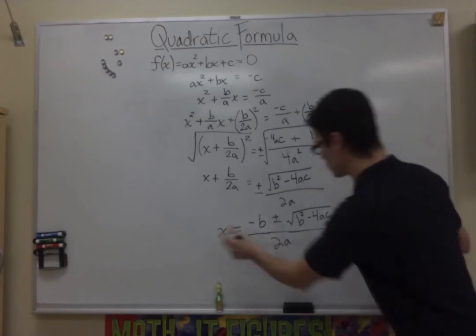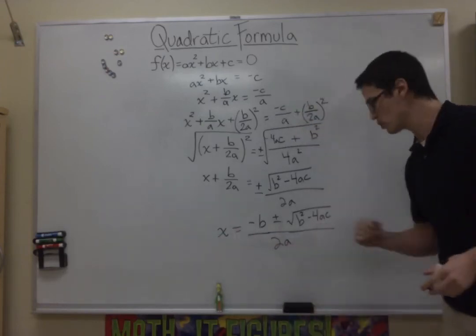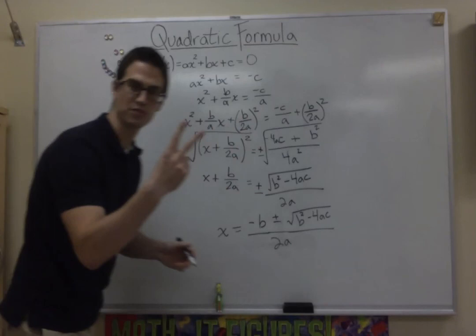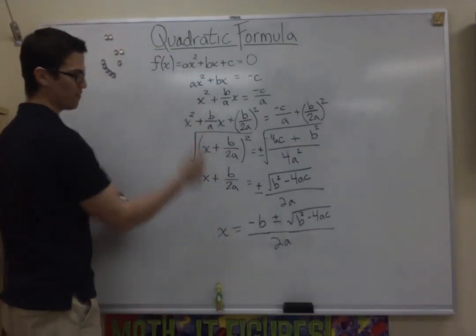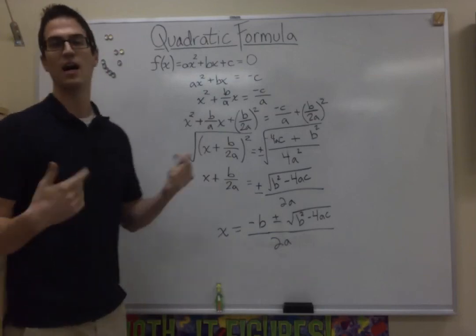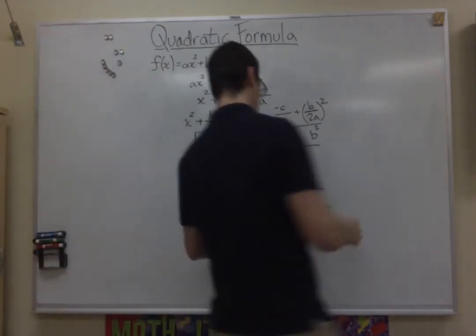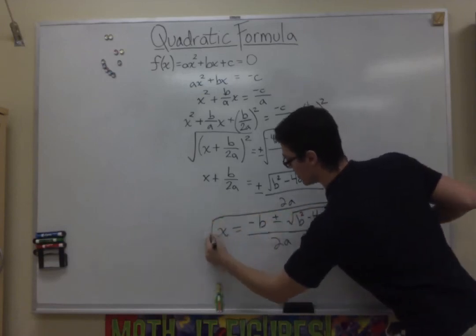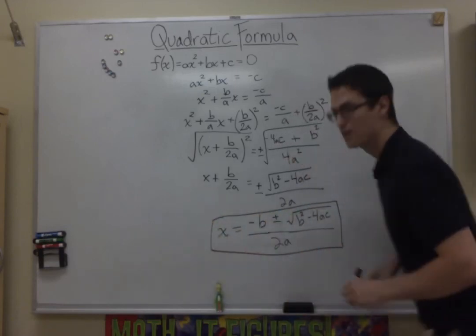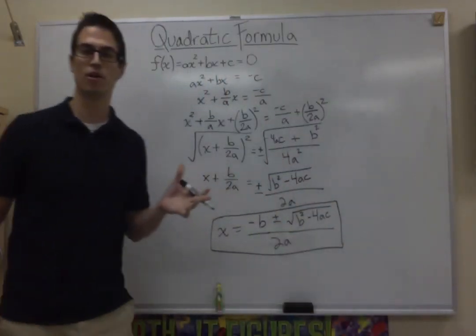And if you notice, we ended up solving for x and having the quadratic formula. You're going to get 2 answers, usually, for this. And you'll be able to solve for x. We have it by itself, and that's the quadratic formula. I'll put a little box around it here. And hopefully that helps. Let me know if you have any questions.